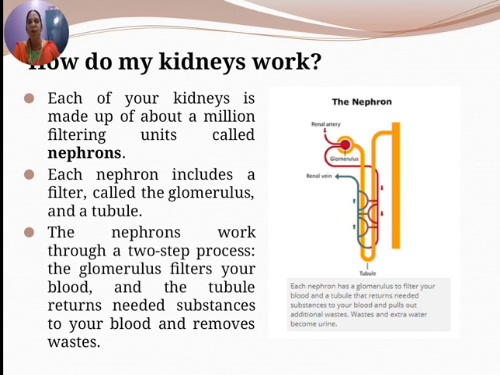The nephrons work through a two-step process. The glomerulus filters your blood, and the tubule returns needed substances to your blood and removes waste. So each nephron has a glomerulus. What does the glomerulus do?